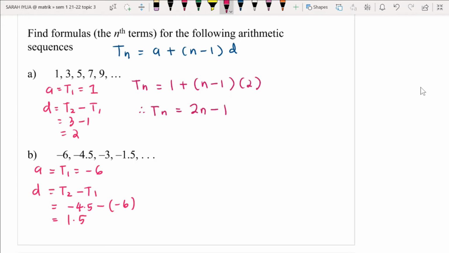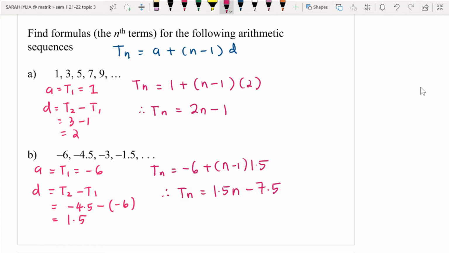After that, substitute into our formula. So, Tn would be equal to negative 6 plus (n minus 1) times 1.5. So, sama macam tadi, simplify for final answer. In this case, our Tn would be 1.5n minus 7.5. Okay, siap.